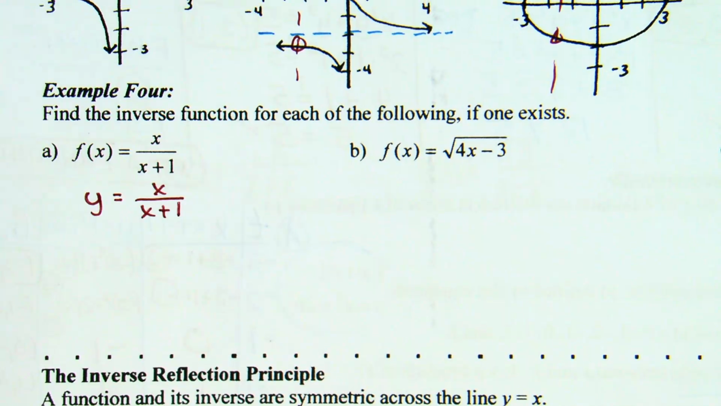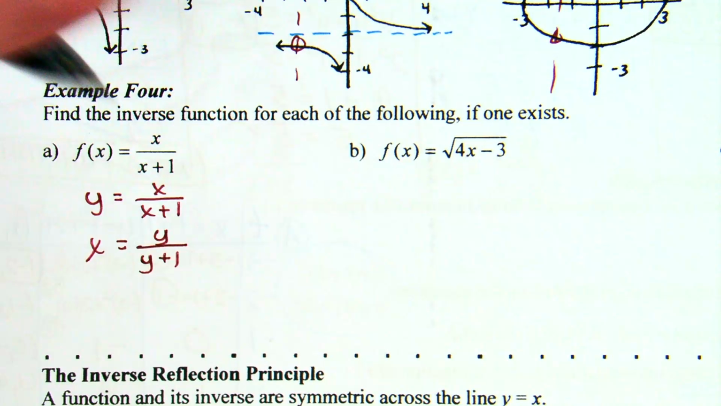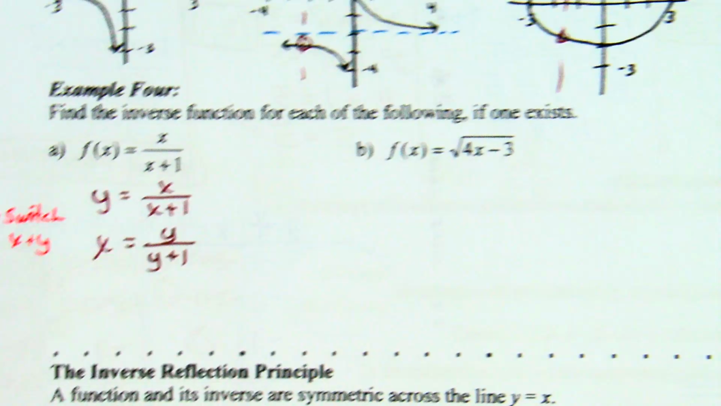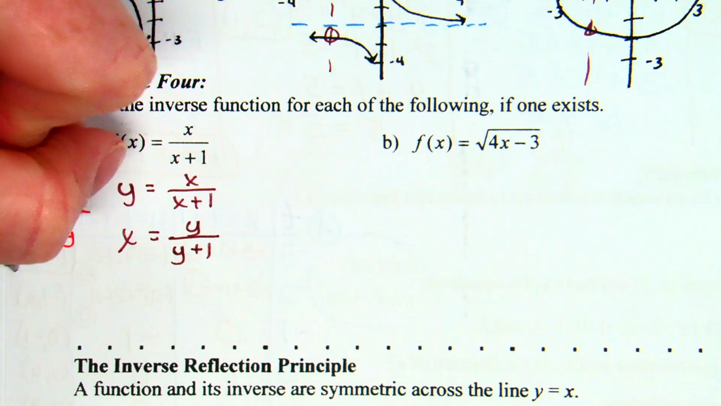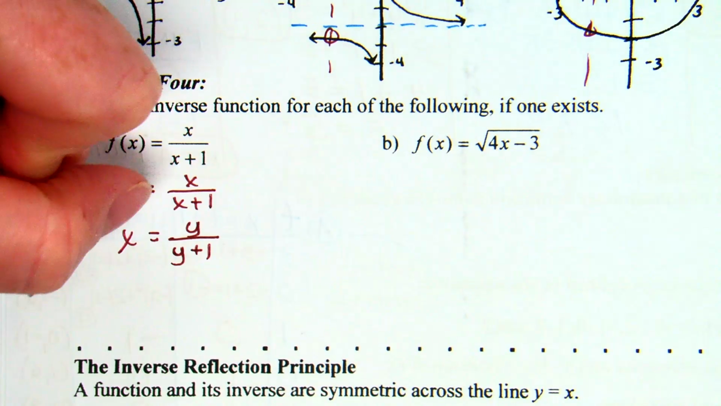So instead of y equals, I'm going to write x equals. Instead of x over, it's going to be y over. Instead of x plus 1, y plus 1. So the step I took there was to switch x and y. And then what do we need to do after we switch x and y? Take this equation and solve for y.